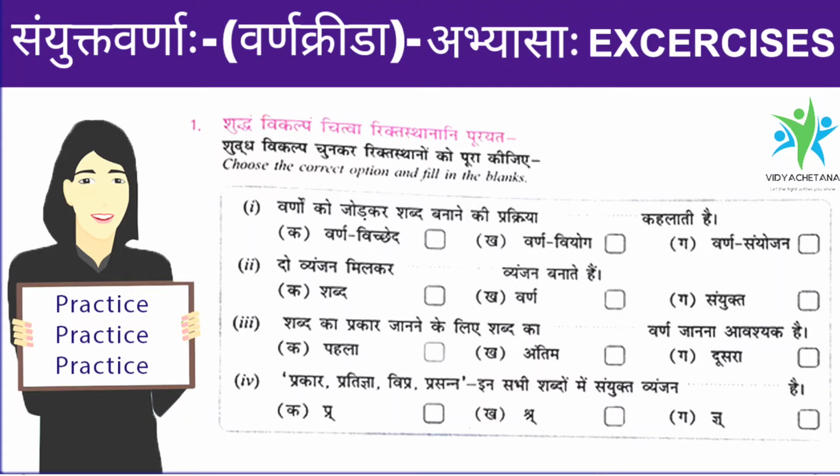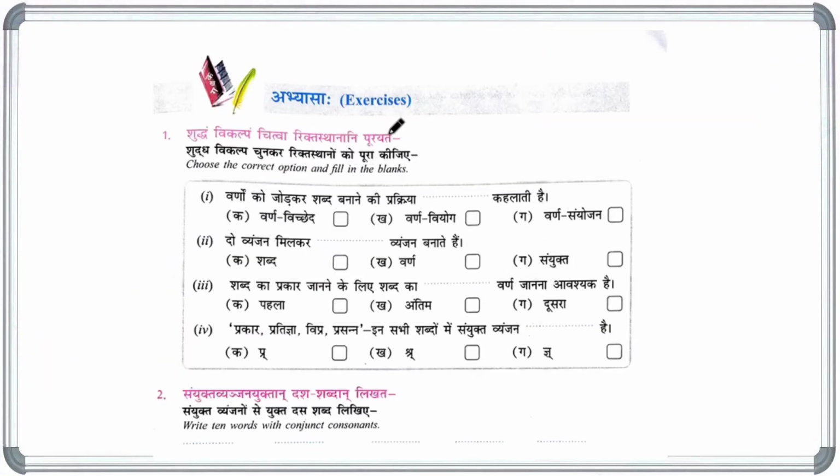Today we are learning the exercises (Abhyasaha) of the second chapter, Samyuktavarnaha. The first main question: Shuddham Vikalpam Chitva Riktasthanani Purayata. Choose the correct option and fill in the blanks.